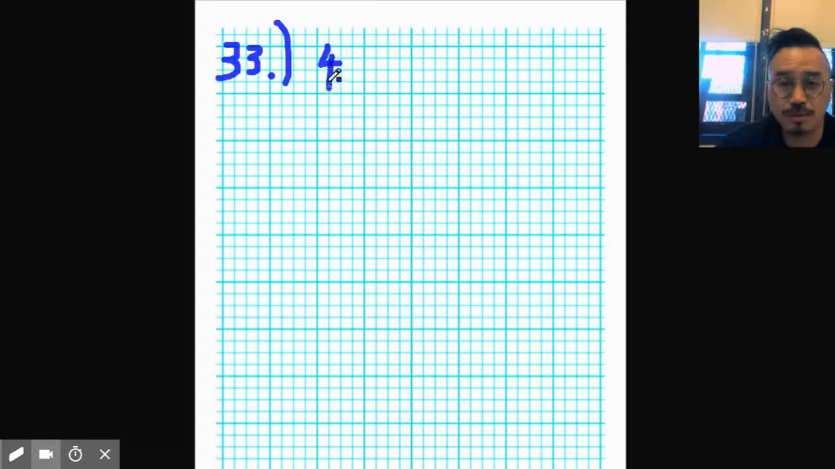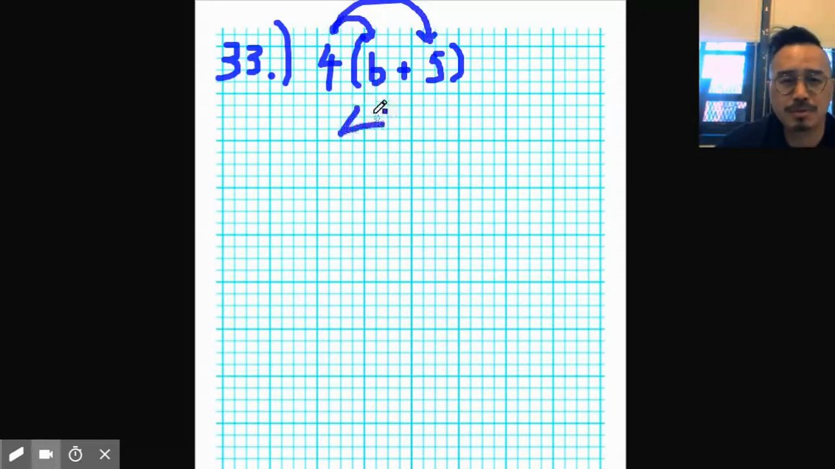So you got 4 and then B plus 5, right? Just draw the arrows. So you have 4 times B is 4B, plus 4 times 5 is 20. Okay, that's it.